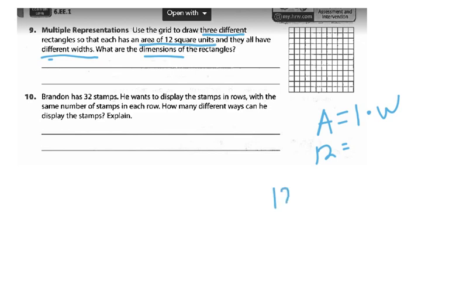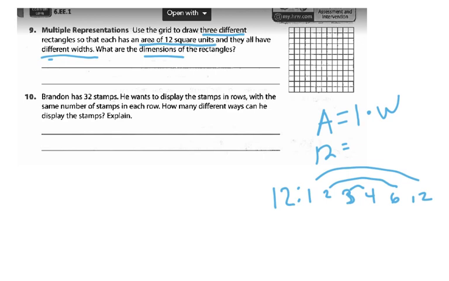In order to do that, if I were you, I would think about doing maybe a factor rainbow. So like 1 and 12. You could go 2 and 6, and then you would have 3 and 4, right? So those are all my factors of 12.